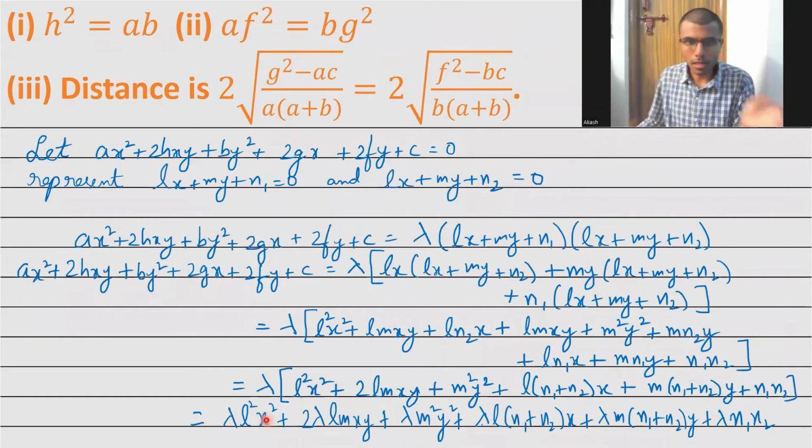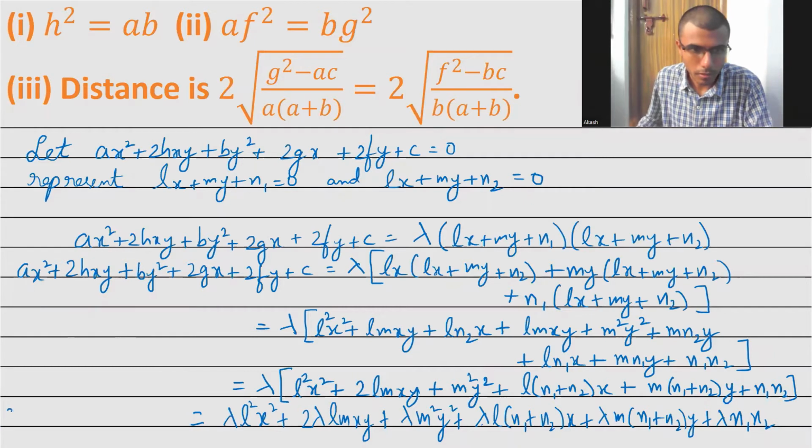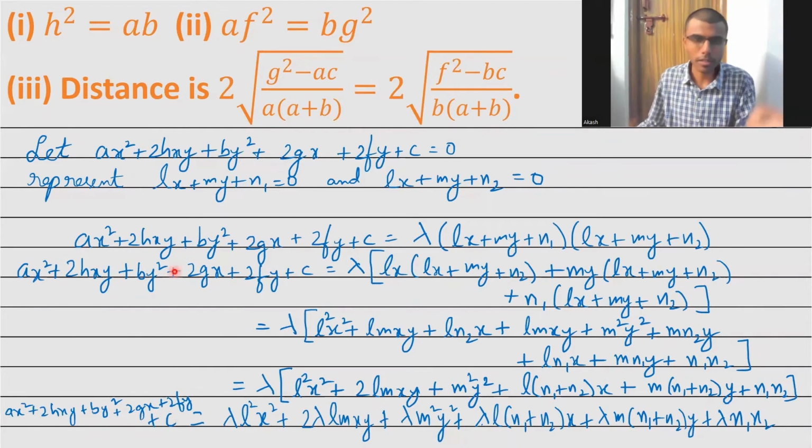Now all these terms on the RHS are actually equal to the terms of the LHS. So you can write by comparing LHS and RHS. Basically what you have on the LHS, I'll just put it down here in a small way: Ax square plus 2hxy plus by square plus 2gx plus 2fy plus c. These two are equal.